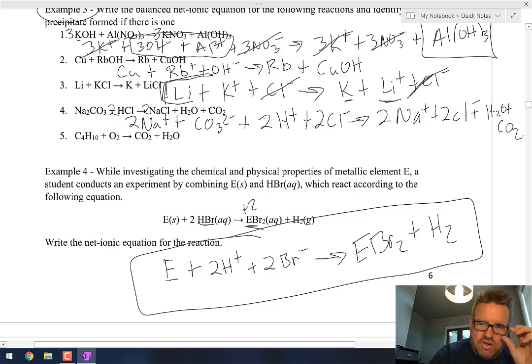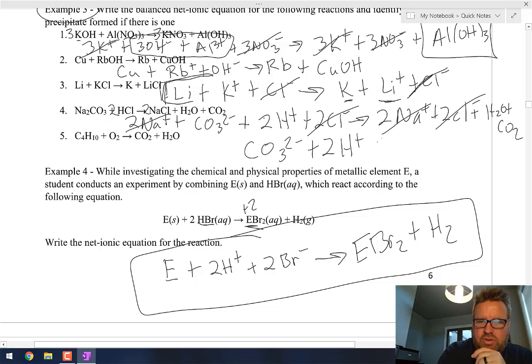Okay, things that are the same on both sides. I see 2 sodiums, 2 chlorine ions, and that's it. So overall, we're going to have CO3 2 minus plus 2 H pluses, making H2O and CO2. And that is your correct net ionic equation.